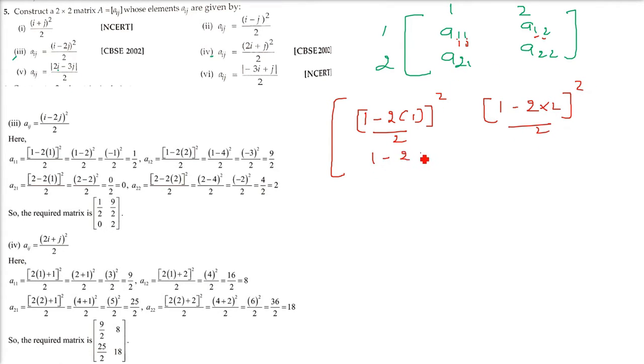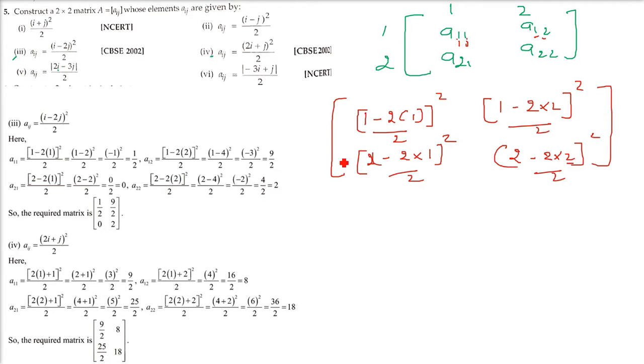is (2 - 2 into 1) whole square by 2. And this will be (2 - 2 into 2) whole square by 2, where i is 2, j is 2. Just square it and divide it by 2.